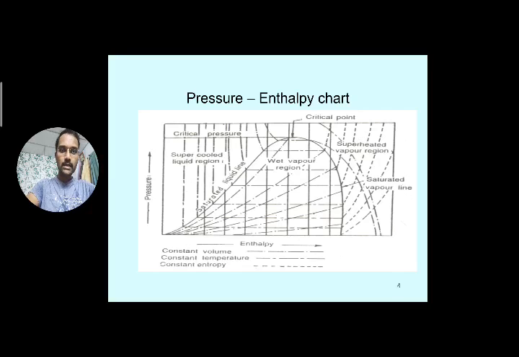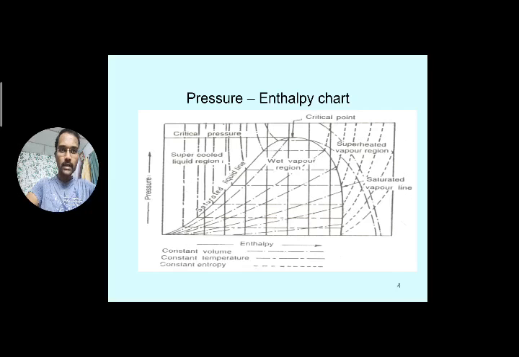On the x-axis, we are mentioning the enthalpy values, and on the y-axis we are mentioning the pressure values. And some more terminology we will learn one by one. You can see a curve drawn here, starting from the origin of the x-axis and y-axis. That is a saturated line. On the left hand side there is the saturated liquid line, and on the right hand side there is a saturated vapor line. They meet at a point known as the critical point.